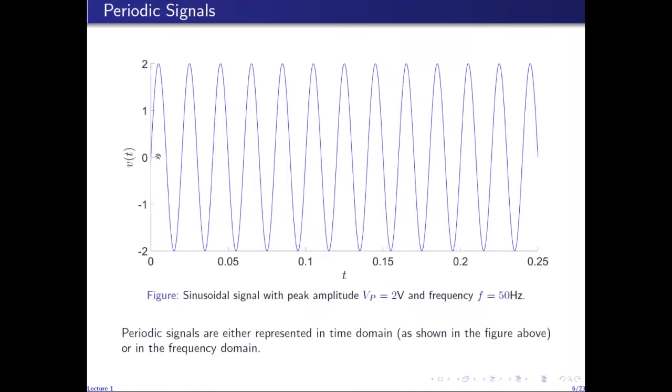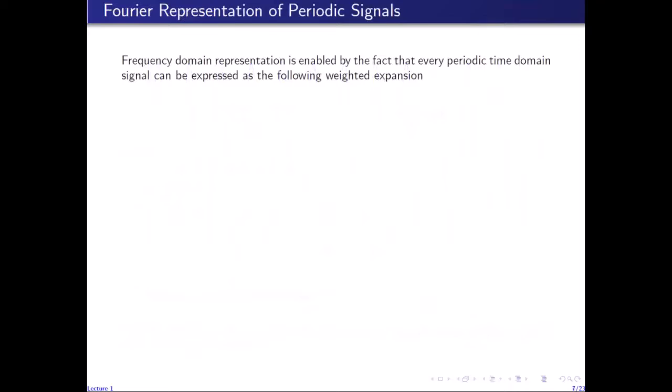This figure shows an example, an illustration, in fact, of a sinusoidal signal for which the peak amplitude is set to 2 volts and the frequency is set to 50 hertz. So periodic signals can either be represented in time domain like this, or they can have representation in the frequency domain. Frequency domain representation is enabled by the fact that every time domain signal can be expressed as the following weighted expansion. This is also called the Fourier series expansion.